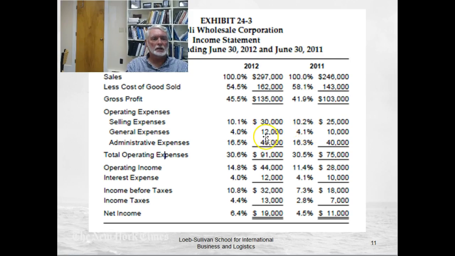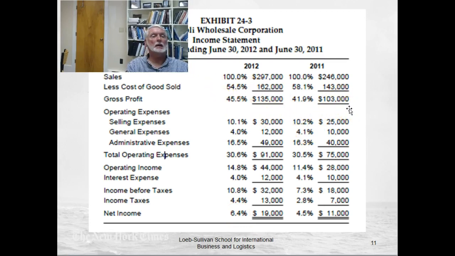My operating expenses held pretty steady, so 30% of sales, but my gross profit was up, so my operating income goes from 11 to 15%, and interest stays about the same, so income before taxes goes from 7 to 10, and net income goes from 11,000 to 19,000, 4.5% to 6.5%. That's a 50% increase in net income, and it's all because of my gross profit change.